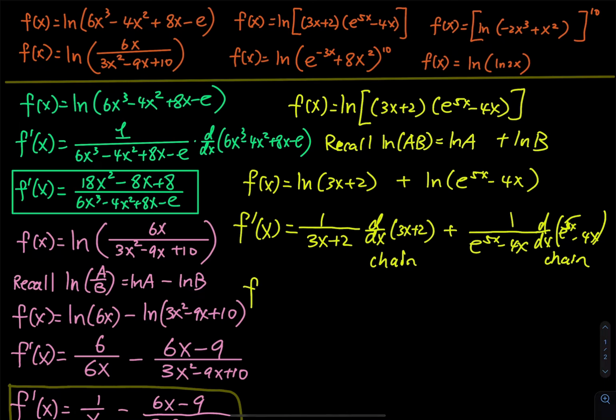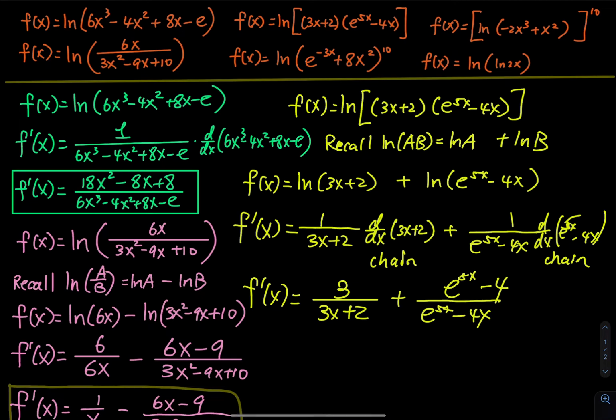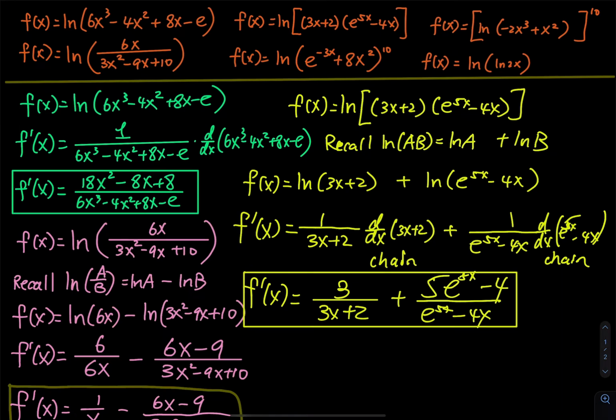So f prime equals the result. This is a 3, right? And then we have 3x plus 2, plus e to the 5x minus 4x, the derivative of that is minus 4, and e to the anything is e to the anything. So when you take the derivative of 5x, you have a 5 in front, and then this is your final answer. All right, let's move on to the next ones.